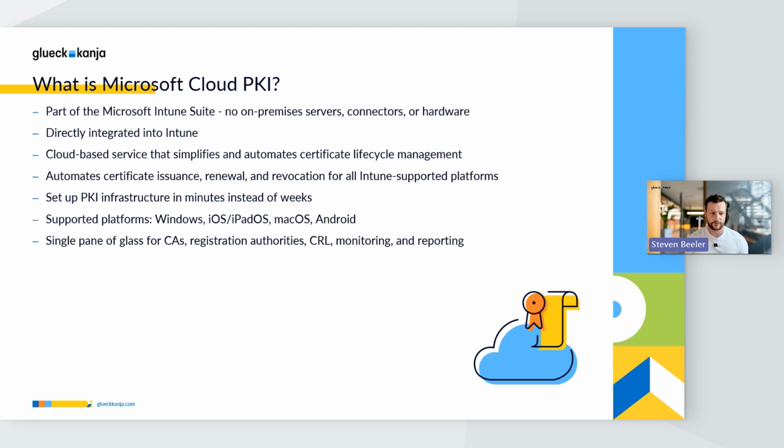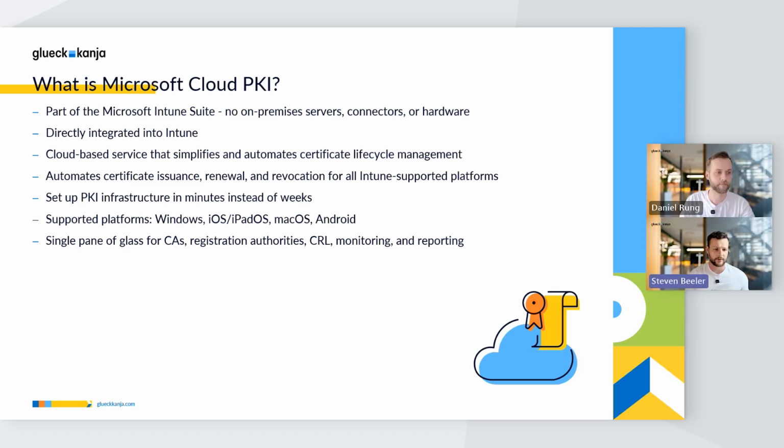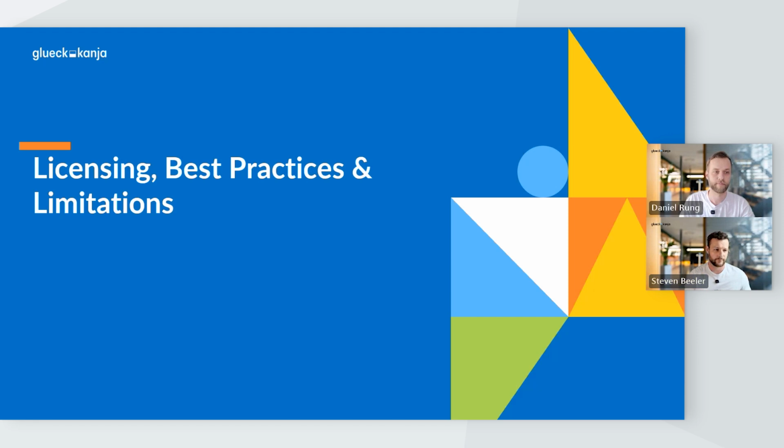And the cool thing is here also, it's supported on Windows, iOS, iPadOS, macOS, and Android. So it's really cross-platform. You have one trust chain across all those platforms. So it's one single pane of glass you have in Intune where your certificate authorities are, your registration authorities, your certificate lifecycle management, and also monitoring and reporting is also part of it. So now to talk a bit about licensing and best practices, I'll hand it over to Daniel.